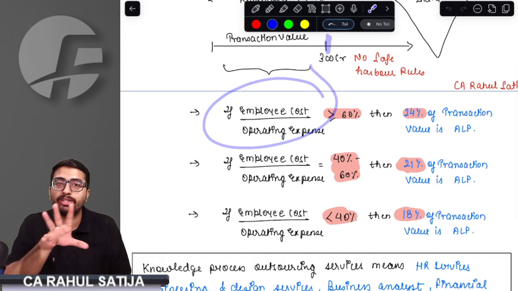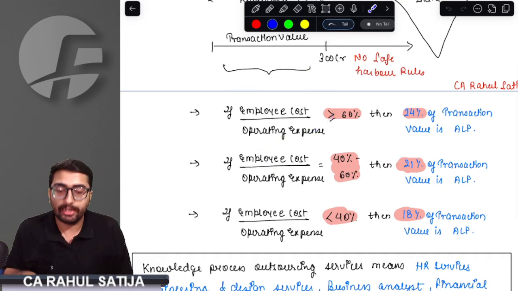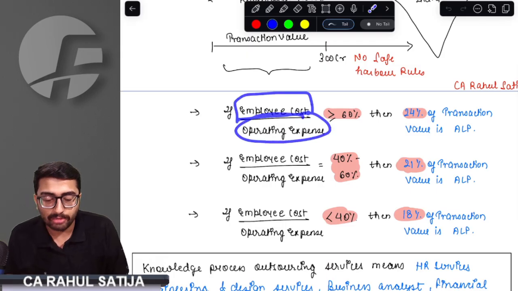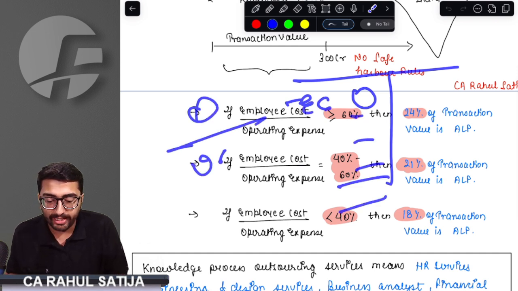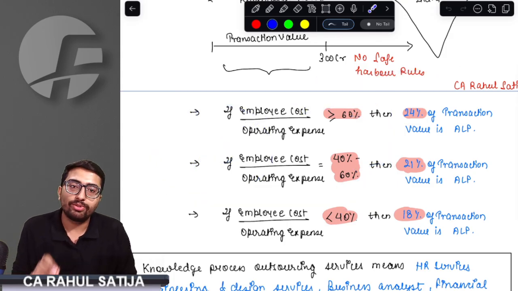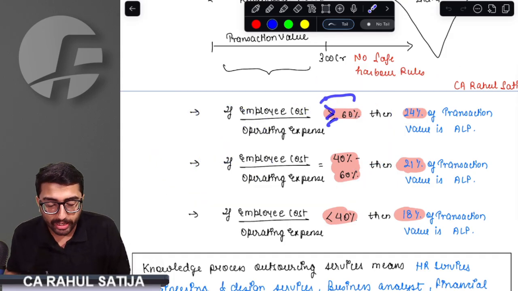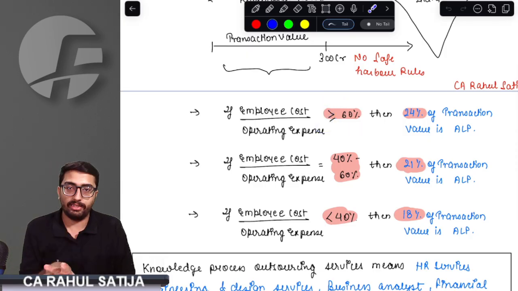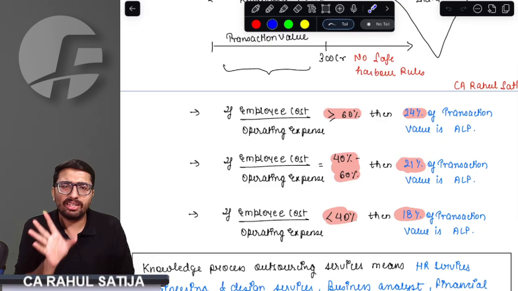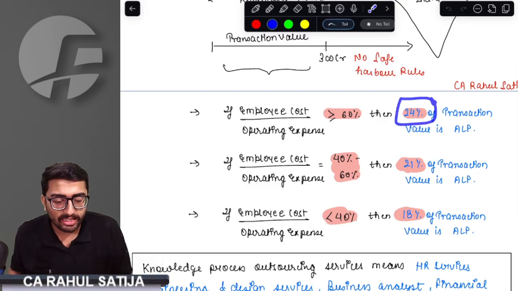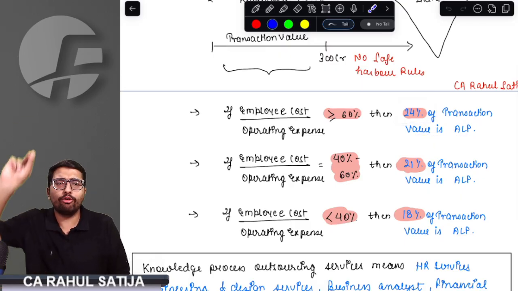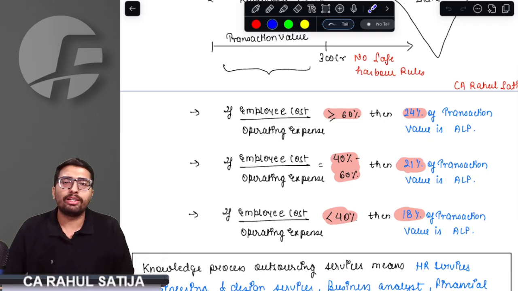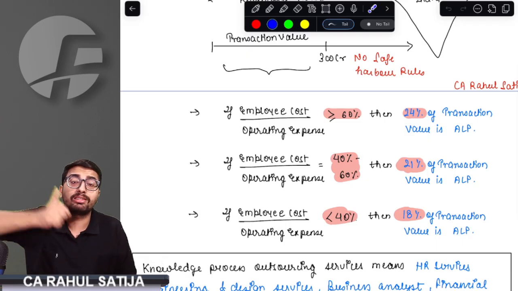If your transaction is up to 300 crore, then you have to check a ratio. What is that ratio? The employee cost to operating expense ratio. Take the P&L, take the employee cost and all the operating expenses, and find the ratio. If it exceeds 60%, that means the majority of your expenditure is on employee cost only. Then you have to declare 24% of the transaction price as your arm's length price or your profit.